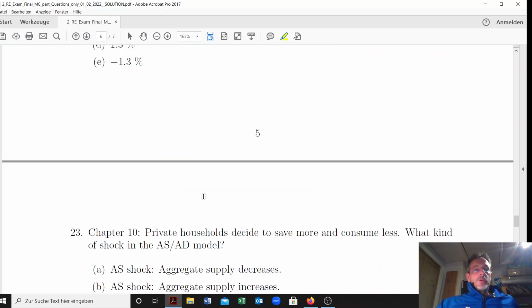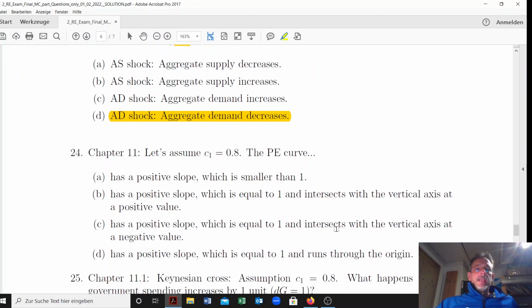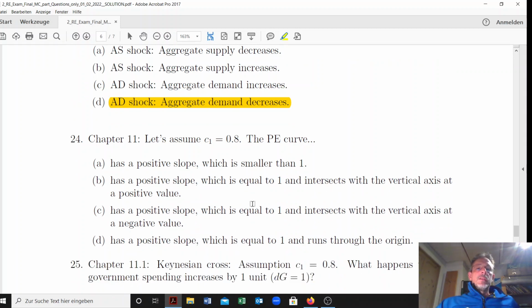The next one, 23, chapter 10. Private households decide to save more and consume less. What kind of shock is this in the AS-AD model? It is a negative demand shock. We talk about the demand side here. The consumers are demanding less, so aggregate demand decreases. Answer D.